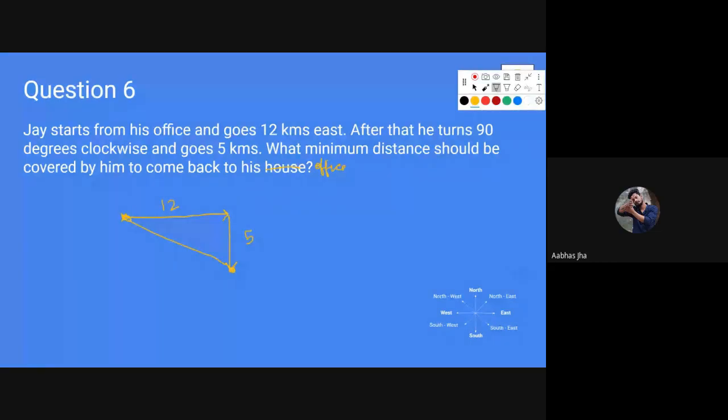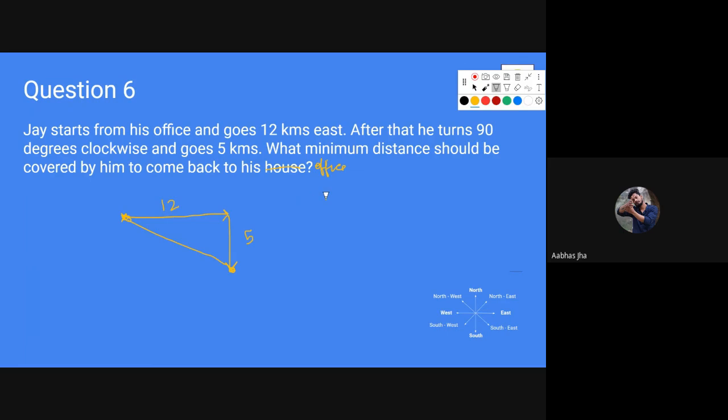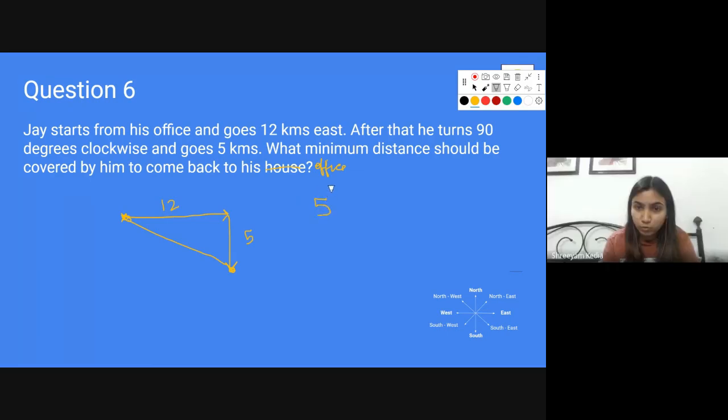Anyone, guys? By Pythagoras. Yes, by using the Pythagorean theorem. So how will we use that? a square plus b square. 5 square plus 12 square, right? So that's 25 plus 144. I'm just gonna write this down so I don't have to write the entire thing, if that's okay with you guys. Sorry. Just a minute. So it's 169, right? If you add it, 25 plus 144 would be 169.